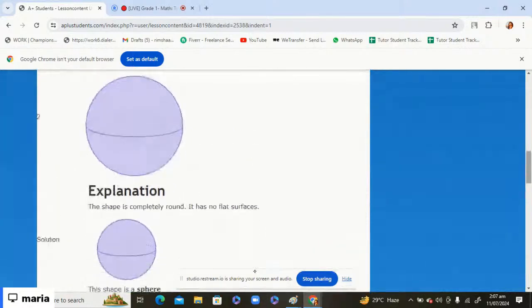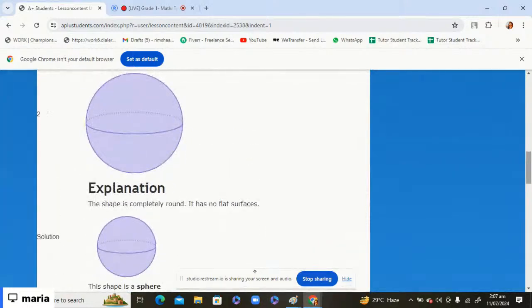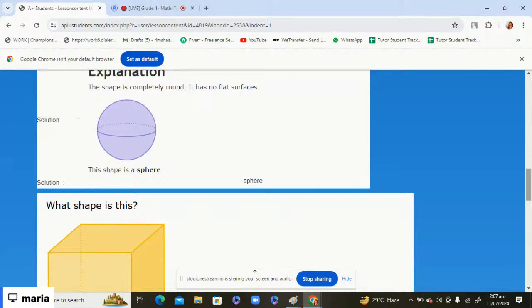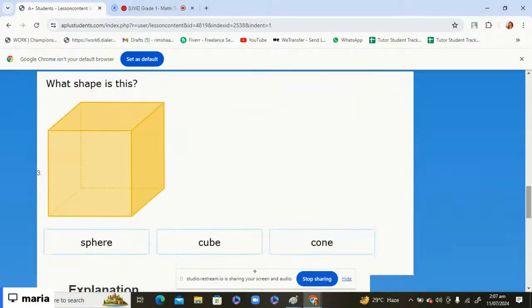Like for example, they are saying that this shape is completely round. Okay, you are not saying that it's the shape of the circle. Why? It's because there is only one circle, but here inside of it there is also one circle. So we can say that this is a sphere. Okay, so what is this shape? That is a sphere. It's again cube.